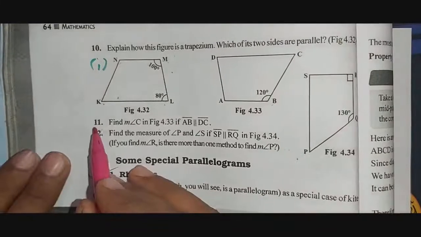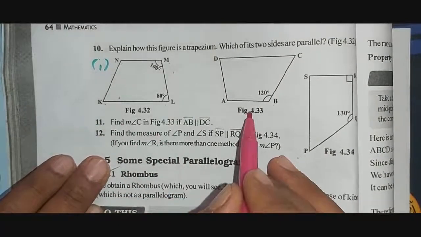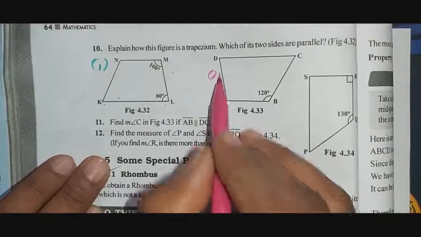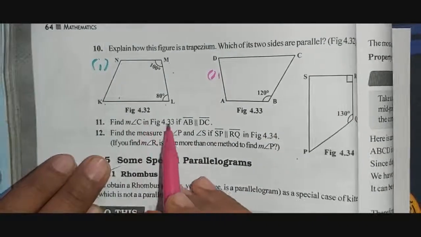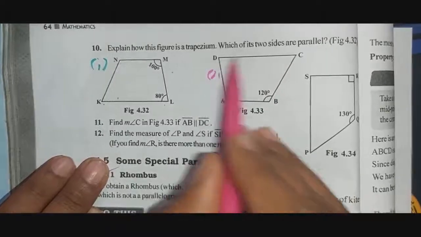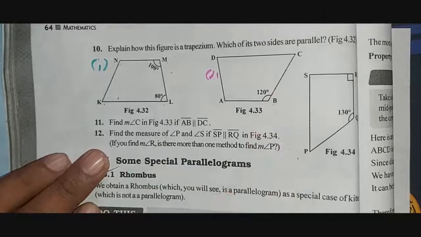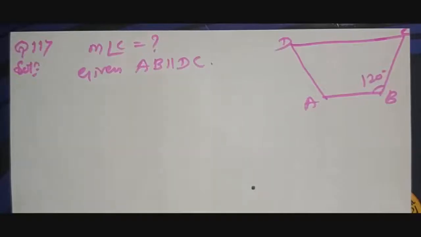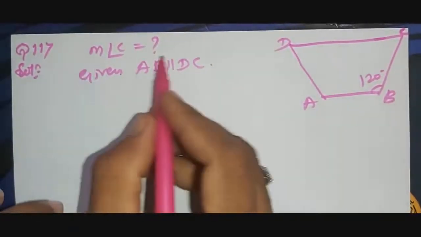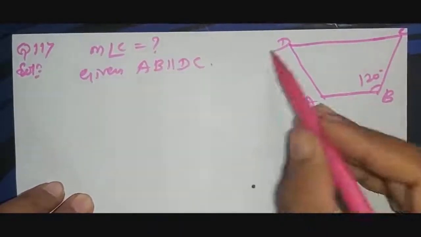Okay, now let us discuss about 11th question. Find measuring angle C in figure 4.33. This one. Okay, second figure. And if AB is parallel to DC, given here AB is parallel to DC. Okay, we need to find measuring angle C. We have given here measuring angle we need to find out, and given AB is parallel to DC, right?